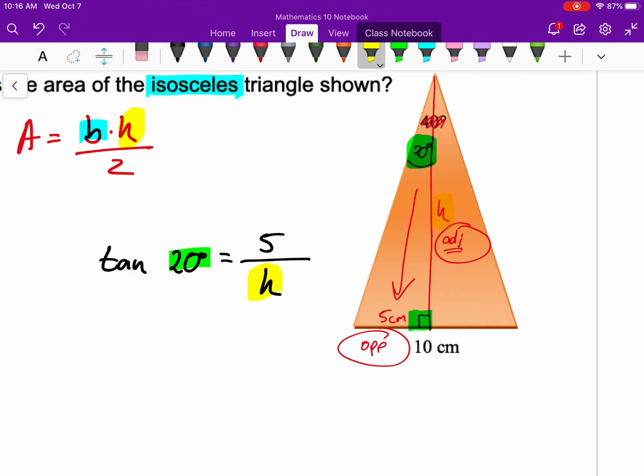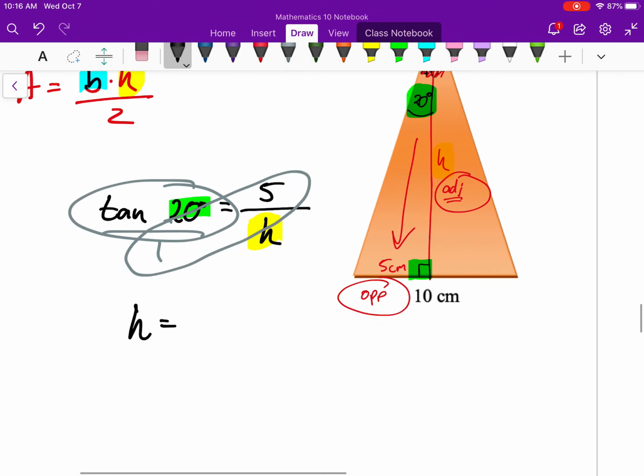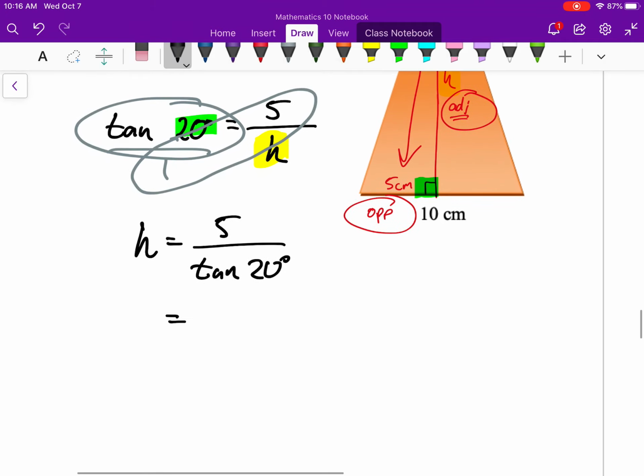And now I'm going to be done really quickly because cross multiply, height is going to be the same as 1 times 5 divided by the tan of 20. So height equals 5 divided by the tangent of 20 degrees. Go to my calculator. 5 divided by the tangent of 20 degrees is about 13.7 centimeters.